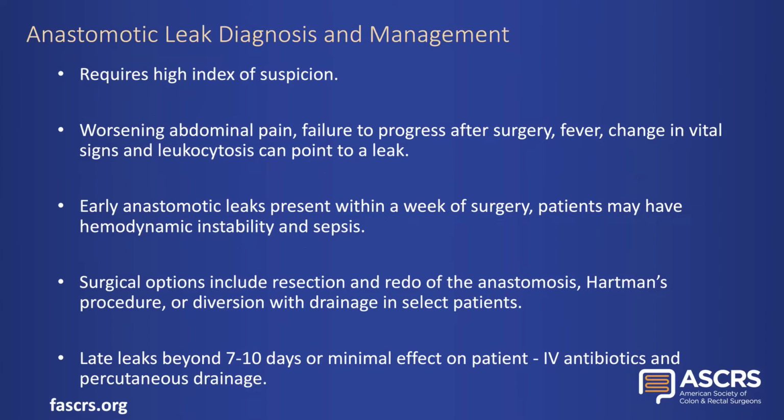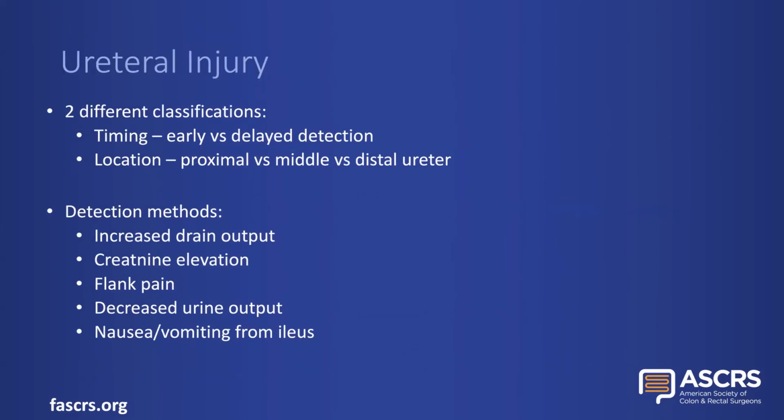Options would include to do a resection and redo the anastomosis. It could be to wash out the pelvis, place drains, and try to locally repair your anastomosis. It can be just to divert it with drain placement, or it can be even just take down your anastomosis and make an end colostomy. A lot of it's going to depend on your patient factors. Late leaks happen beyond 7 to 10 days. IV antibiotics and percutaneous drainage, a lot of times will get these patients through. Ureteral injury is another complication you'll see specifically, and we'll talk about these. Some of these happen because of stent placement, not because you didn't put stents in.